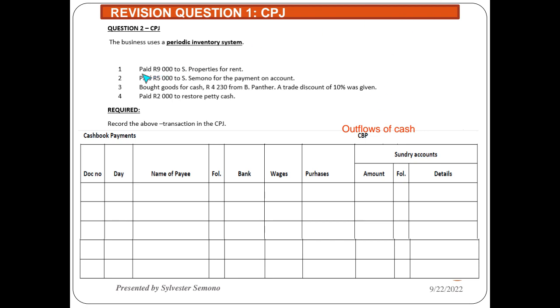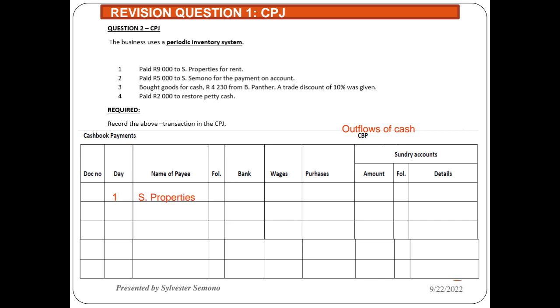As you can see here, we paid 9,000 to S Property for the rent. So take me through. I need to record. So obviously the date will be the 1st. What about the name of payee or the details? S Properties. Thank you so much, guys.